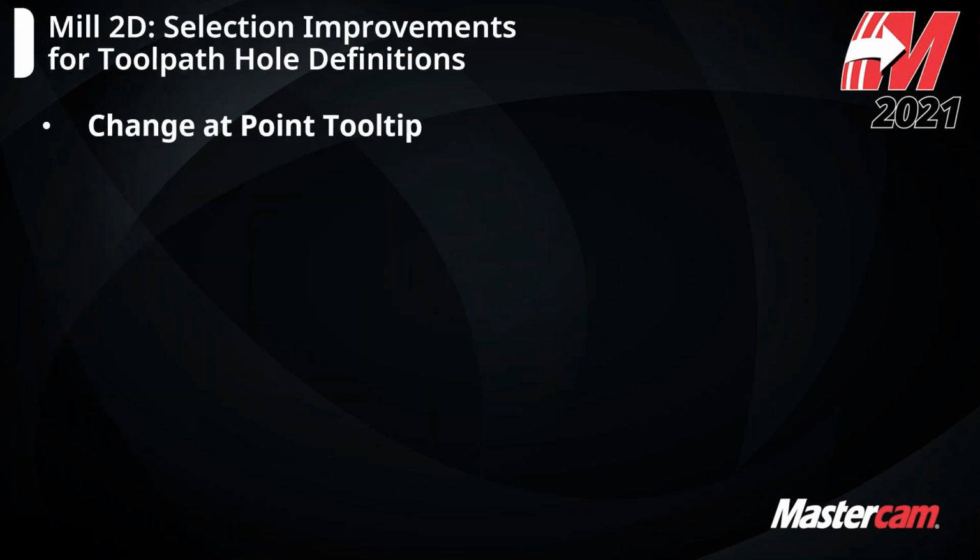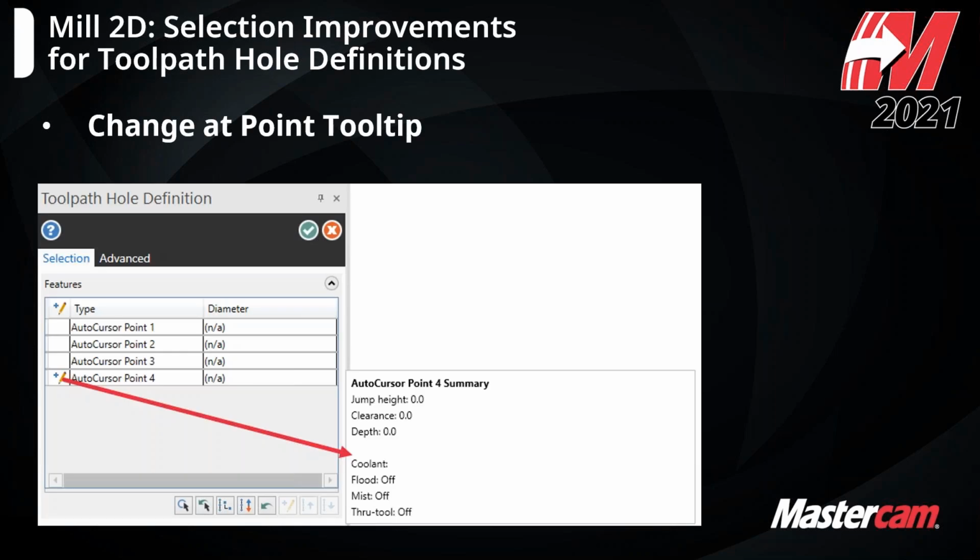One thing that I didn't have in my previous webinar is we have some selection improvements for toolpath hole definitions when you're doing a drilling toolpath, for example. If you're not familiar with any drill toolpath, or really any toolpath in Mastercam, if you right click in the operations manager, you have the option called change at point. So you can add a jump height, an extra clearance, a different depth for an individual hole or point in a drill tool path without having to reselect it or do it as a separate tool path in Mastercam.